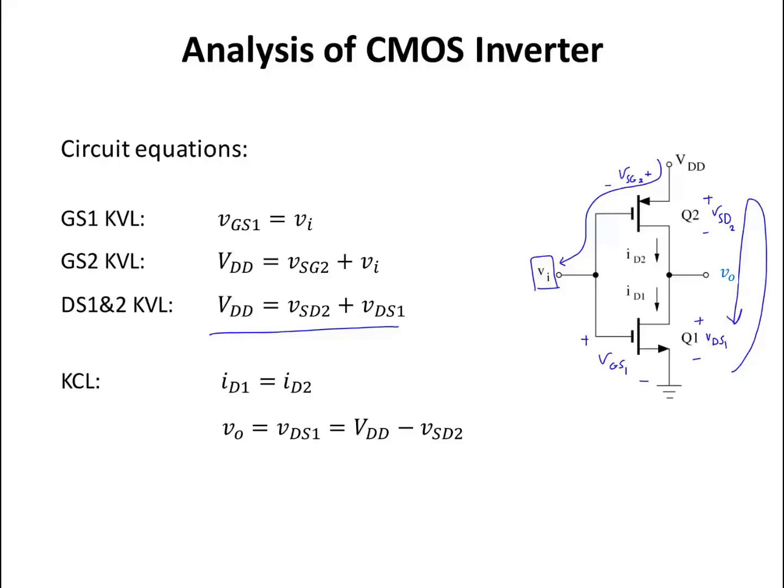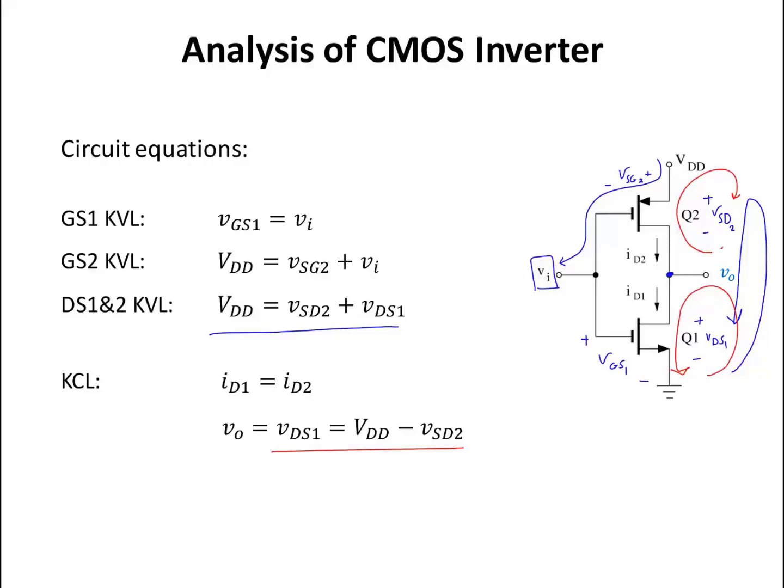Also, from this KCL at this node, I know that I drain 1 equals the I drain of transistor 2. And this small KVL in here is going to tell me that Vout is equal to VDS1, and that is from this KVL. Vout equals VDD minus the voltage of source to drain for transistor 2.